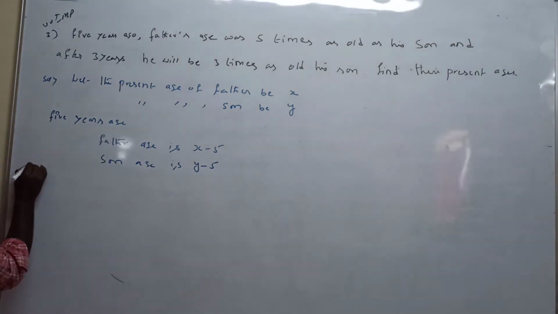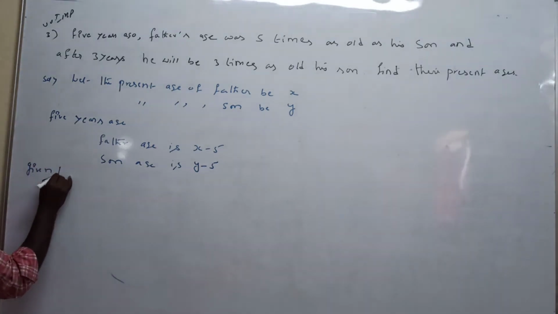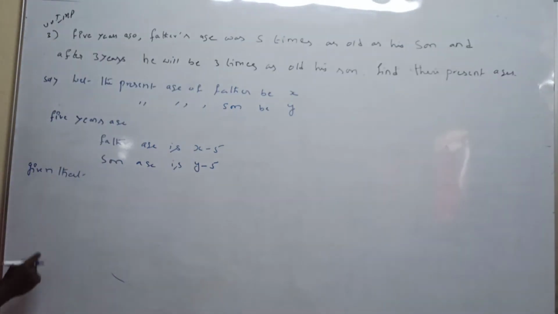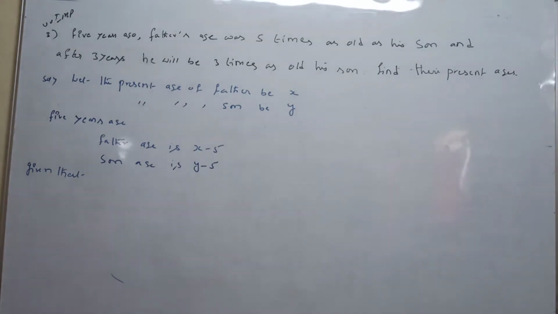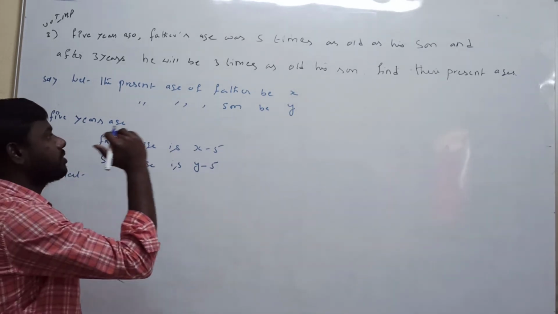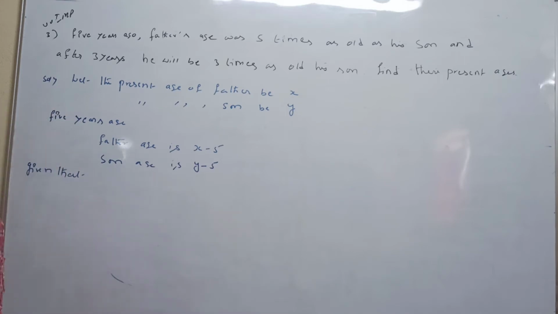Now, given that, first of all, you don't know the present age of the father or the present age of the son. That's why we are assuming the present age of the father is x years and the present age of the son is y. Five years ago, the father's age is x minus 5, and the son's age is y minus 5.